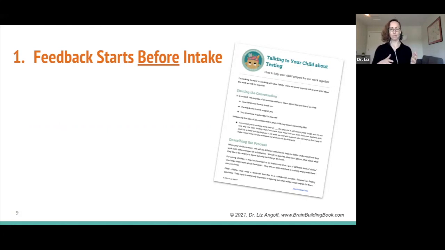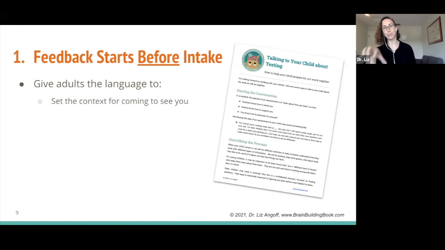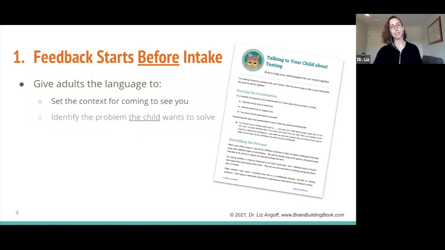So how do we give parents, caregivers, teachers the language to really make sure that the child knows what they're doing? We write it down. So this handout has a number of scripts on it that really explain what we're doing and give specific language so that adults can set the context for coming in to see you. It gives them questions to ask to help them identify the problem that the child wants to solve. It gives them language to model curiosity about the process.